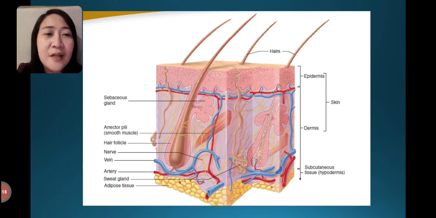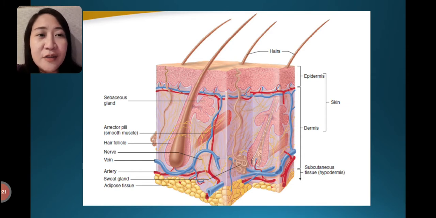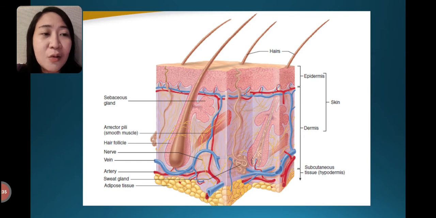So this is a diagram or picture of the integumentary system, specifically the skin. So we have different parts of the skin. We have the epidermis, the dermis, and the hypodermis, also known as the subcutaneous tissue. The epidermis usually contains the outer layer of the skin, and contains the hairs and the hair follicles.